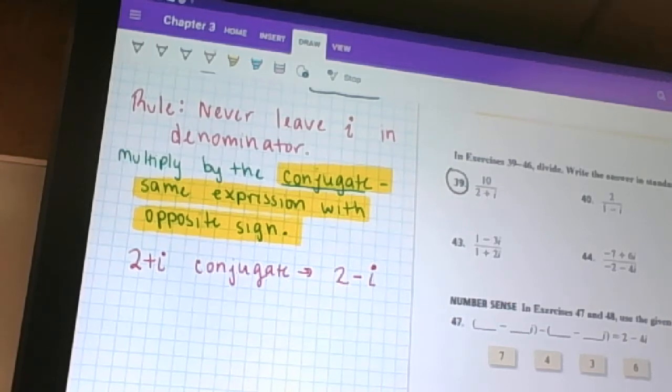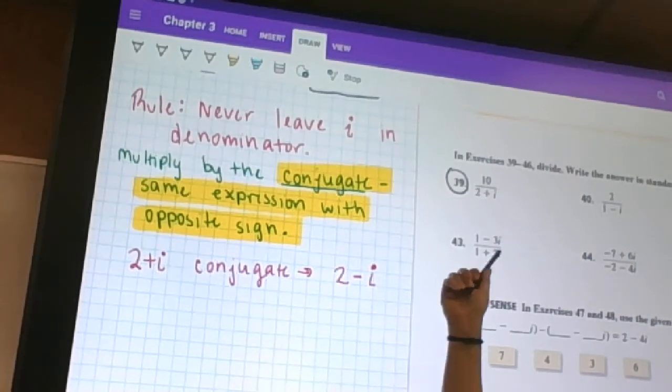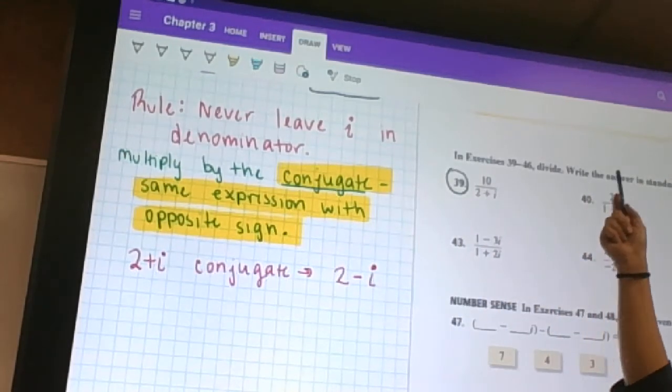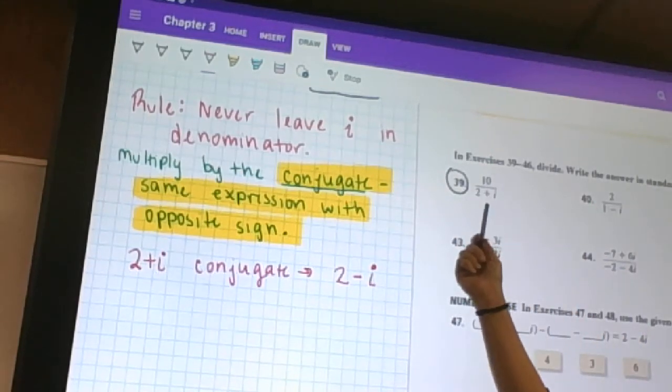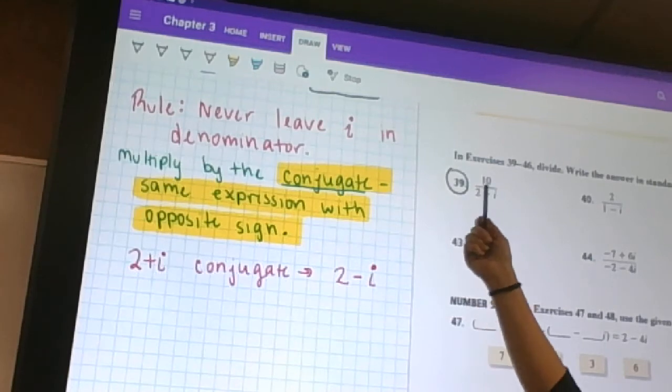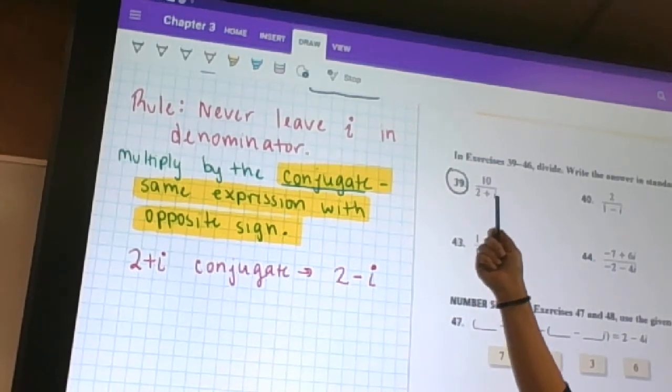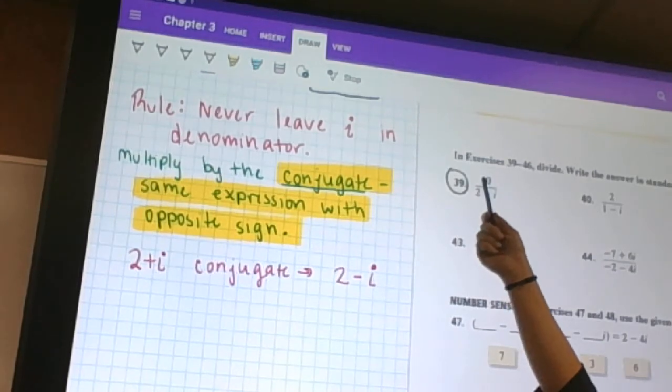So when I look at 39, there's nothing in the directions that gives me any indication as to what's wrong with it. It says write the answer in standard form. And you're looking at it like, well, that looks pretty standard. I don't know. So we have to come to the problem knowing somehow we have to get the i to the top of the fraction.